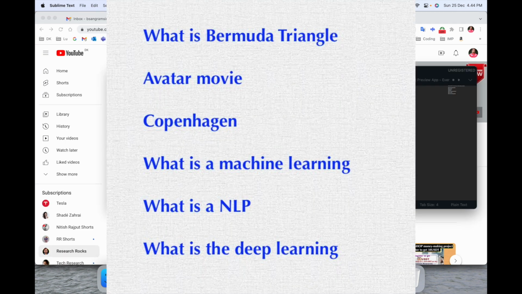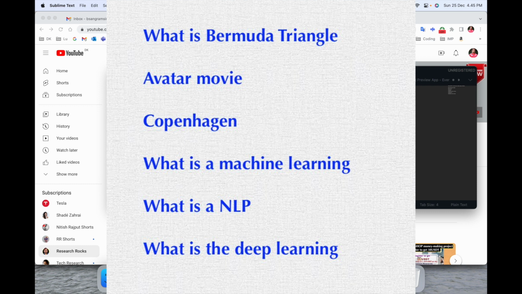Suppose, for example, I have some topics to make a video about. The first question is: what is the Bermuda Triangle? You have a lot of information available on YouTube and other Google pages, but how do you gather that information in a paragraph format so you can make a short video, Instagram reel or YouTube video? Copenhagen, which types of information about Copenhagen can we elaborate within a minute?